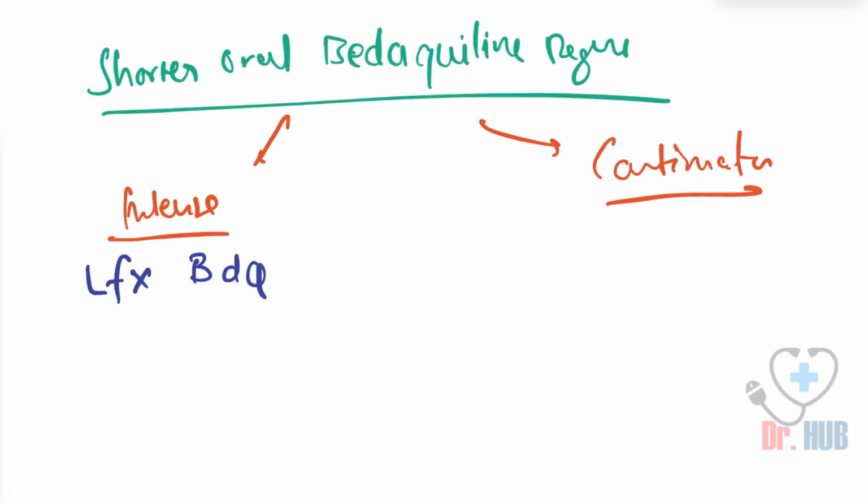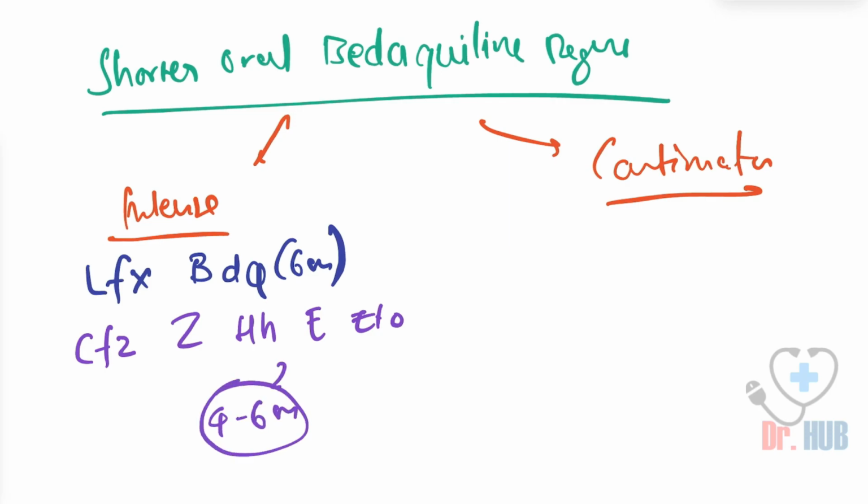Bedaquiline. All this is for 6 months, and post this there is also the CFZ, clofazimine, then Z, that is pyrazinamide, and then H for isoniazid, then E for ethambutol, then we also have the ETO. ETO stands for ethionamide. All this comes for 4 to 6 months.